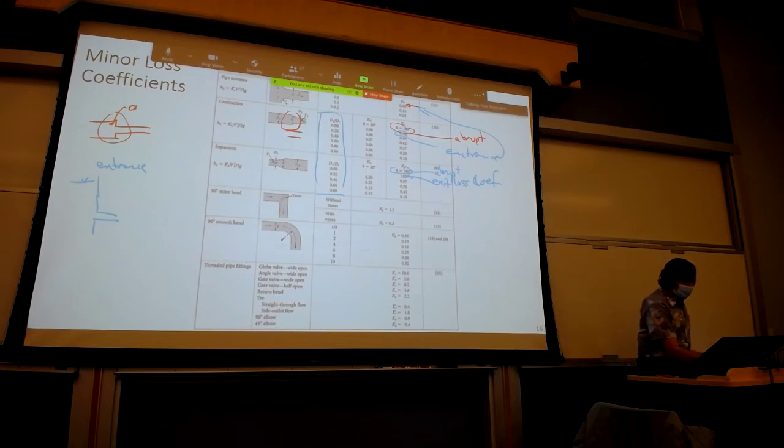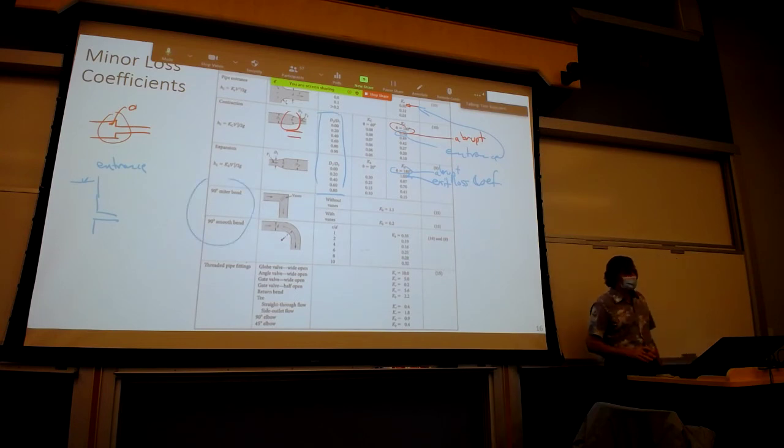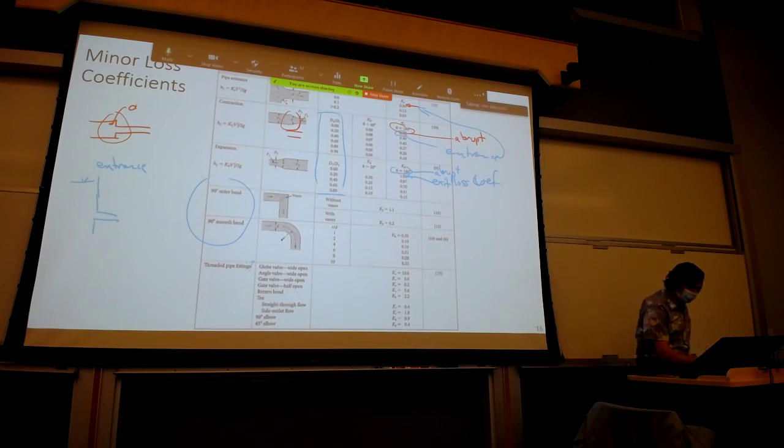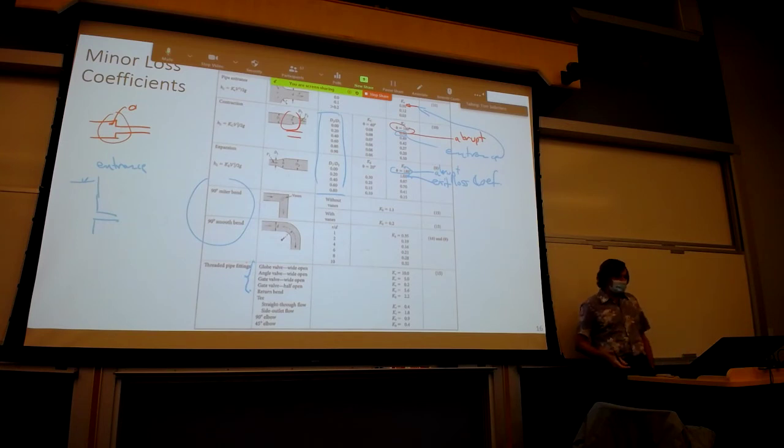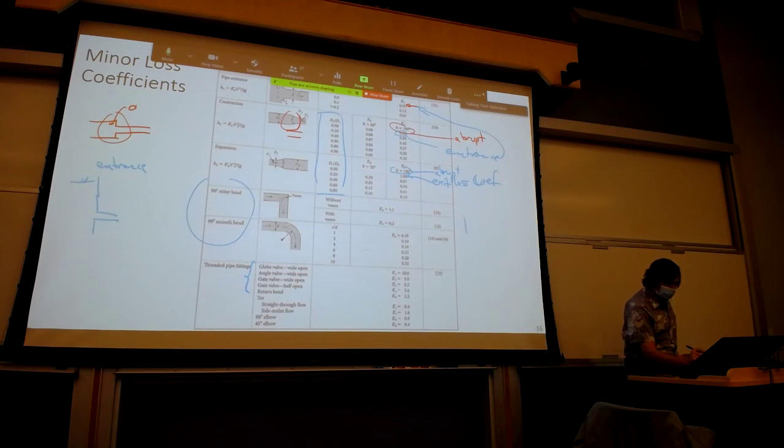And then again, there are many different types of bends. And this table is just giving you a few of them, as well as there are a number of different types of valves. But the important thing is when you have a problem in front of you in this course, you need to look up the loss coefficient for the feature, whether it's a bend, a valve, a connection, whatever, that's in that problem. And then once you have the value of Km, then the minor loss is Km v squared over 2g.